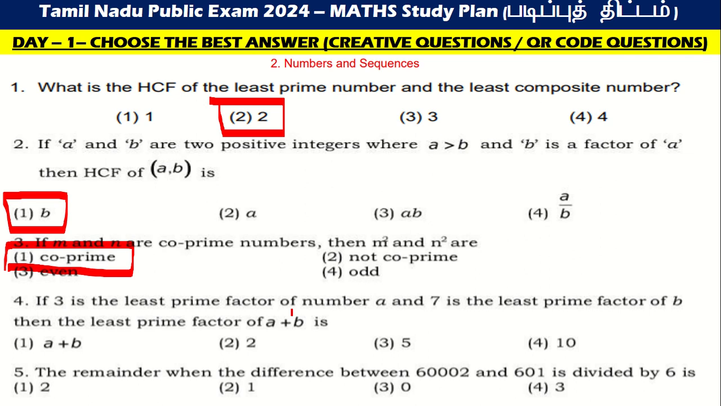If 3 is the least prime factor of number A and 7 is the least prime factor of B, then the least prime factor of A plus B is 2. And the remainder, when the difference between 60002 and 601 is divided by 6, then the answer is 1.